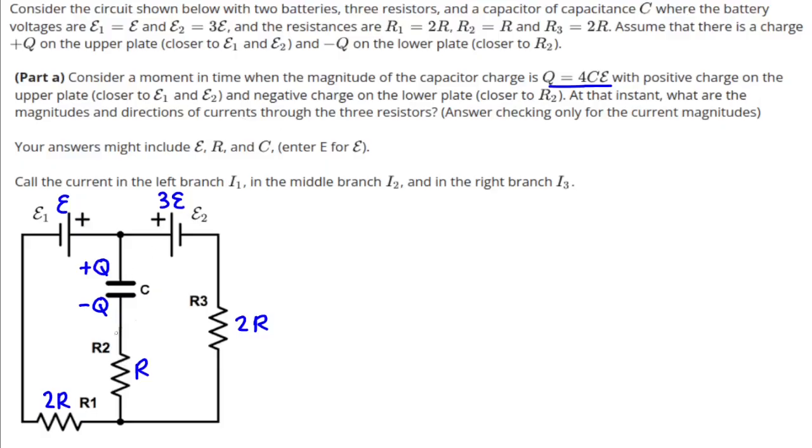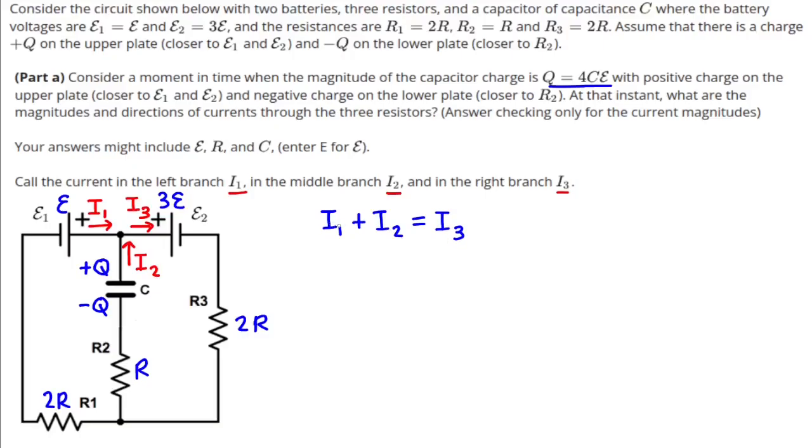So what we can do is assume a direction of our current in the left branch being I1, and in the middle branch we'll assume it to be upwards, and in the right branch we'll assume I3 is pointing to the right. So by Kirchhoff's junction rule, the current going into the node is I1 plus I2, which is equal to the current going out of the node. So that's the conservation of charge.